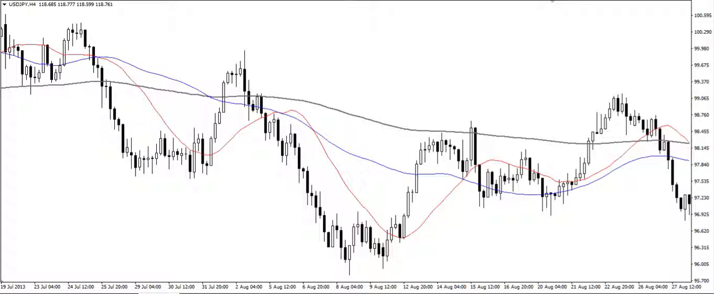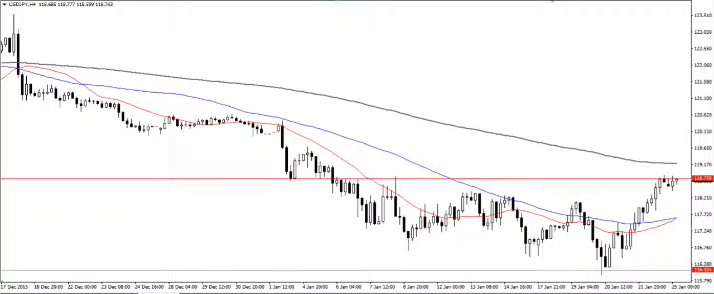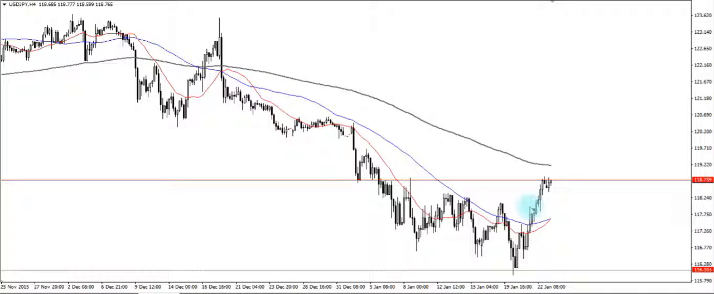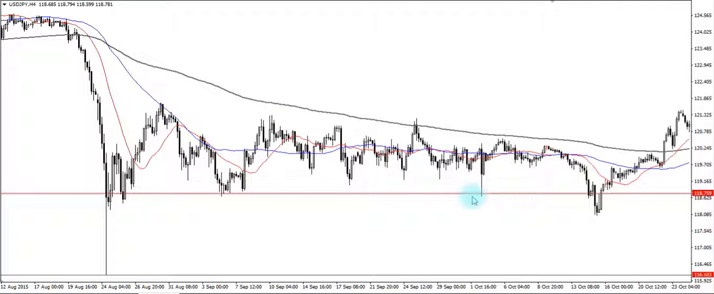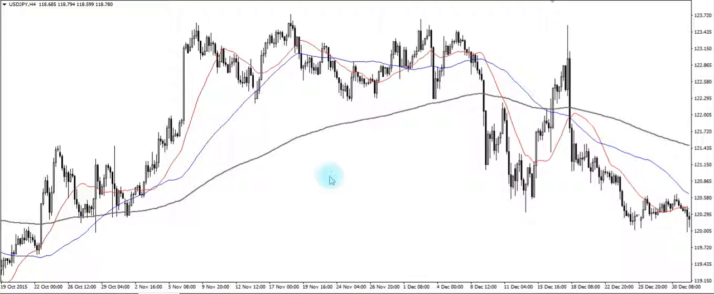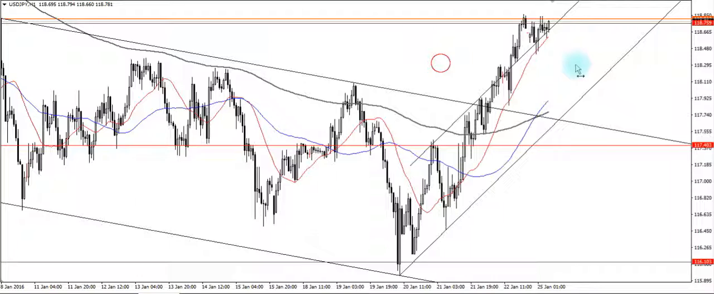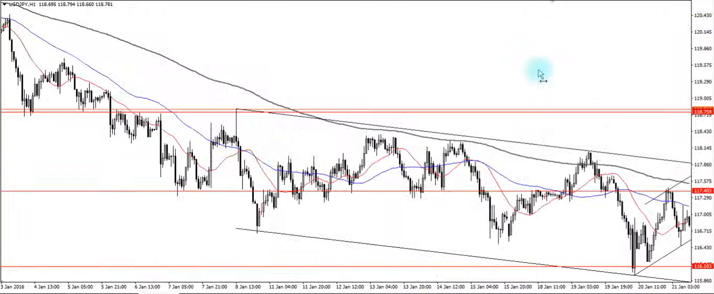So let's zoom in to the smaller time frame, back to the 4 hourly chart. We have seen that the price is currently resisted and testing the key resistance level at 118.75. There is a very key support level back in the August to October period in 2015. So we might be expecting a resistance and for the price to retrace.